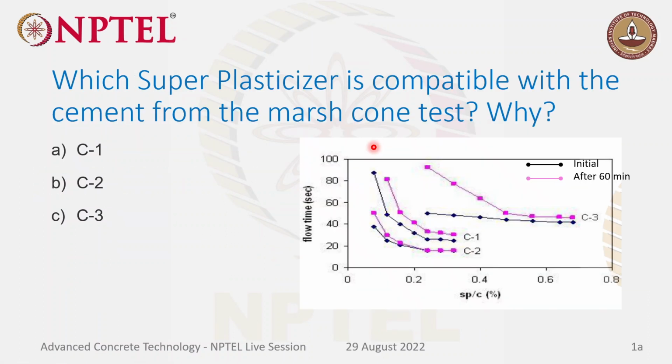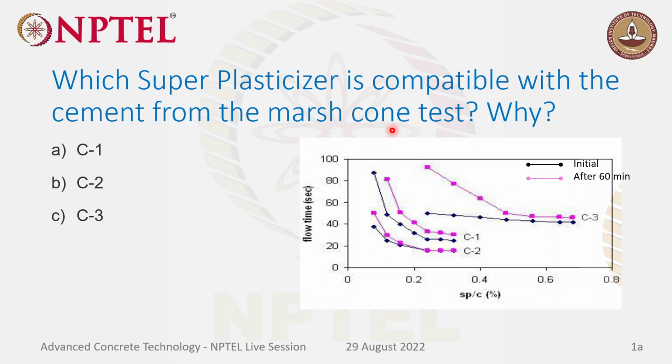So the next question is, here there is a graph given. This is a research result from the Marsh Cone test. They have used three different types of superplasticizer, C1, C2, C3 with the cement. You have to find which superplasticizer is compatible with the cement used from the Marsh Cone test results. You have to find which is compatible and why.